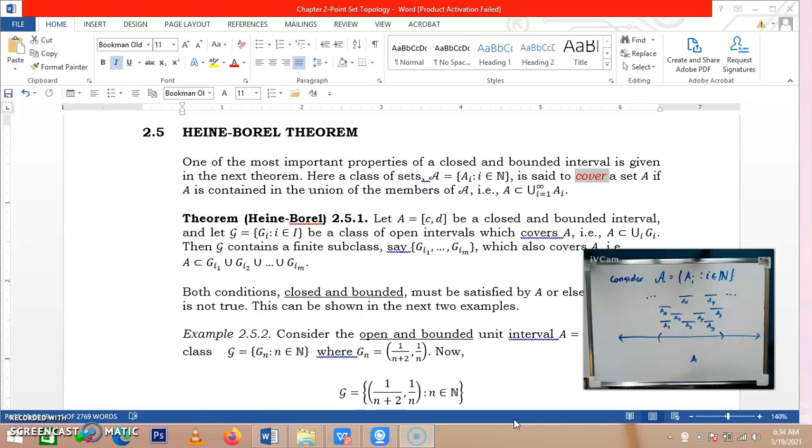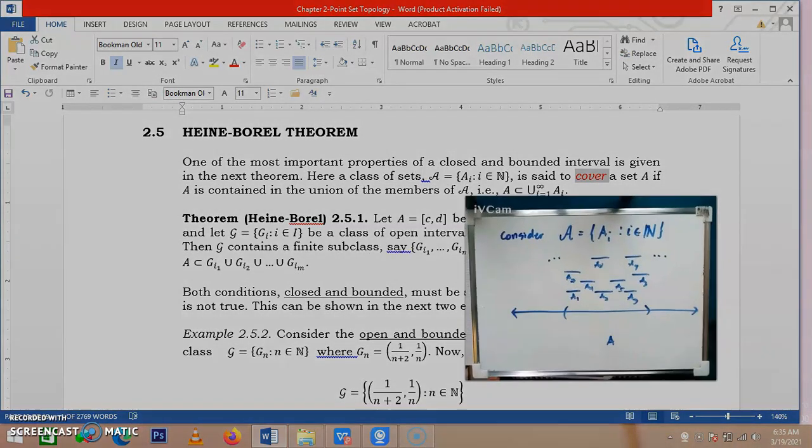For this video, I will discuss the Heine-Borel Theorem. It is one of the most important properties of a closed and bounded interval. Here we consider a class of sets. It is said to cover a set A if A is contained in the union of the members of the class. So we have this notation here for the containment of A in the union of the class of sets.